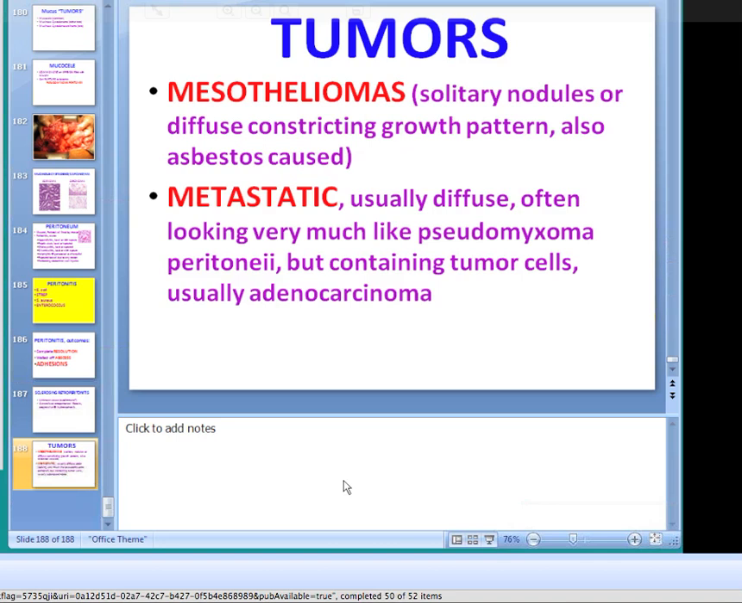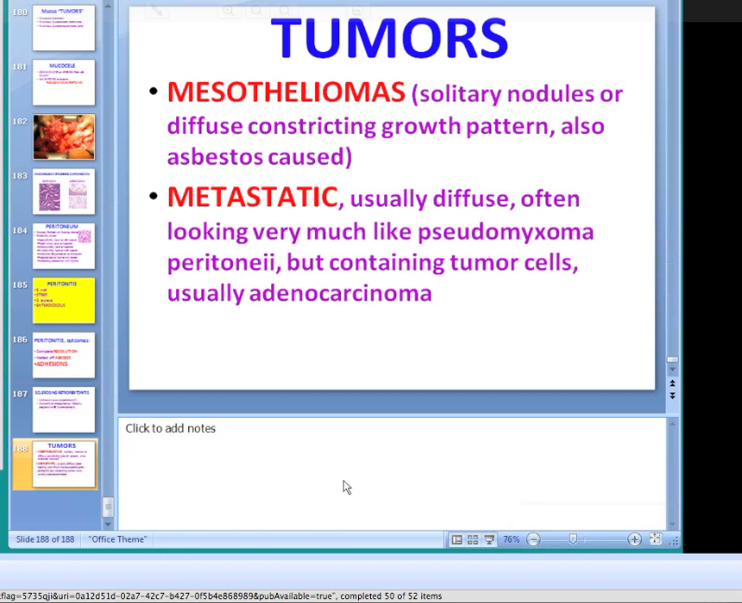Last but not least, we've already said this for lung, because the peritoneum is lined by mesothelial cells, the only possible type of primary neoplasm you could have in the peritoneum is a mesothelioma. Like in the lung, they could appear as solitary benign nodules, or if in the malignant fashion, they could cause a diffuse constriction. And don't ever think that mesotheliomas are limited to the lung. They're limited to any area where there's mesothelium, both parietal as well as visceral.